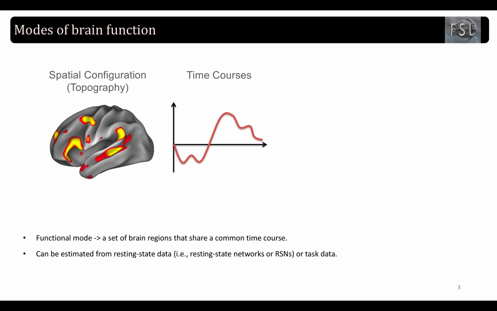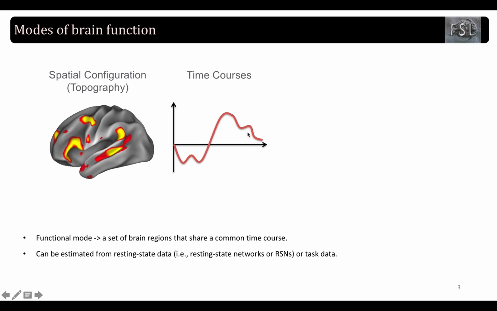The brain can be characterized with a set of functional modes. These functional modes are a set of brain regions that work in synchrony, in a way that they can be described with a single time course. Each of these functional modes is spatially laid out across the brain voxels. They can occupy one or multiple brain regions, and the way that they are spatially laid out across the brain voxels is referred to as a spatial configuration or topography.